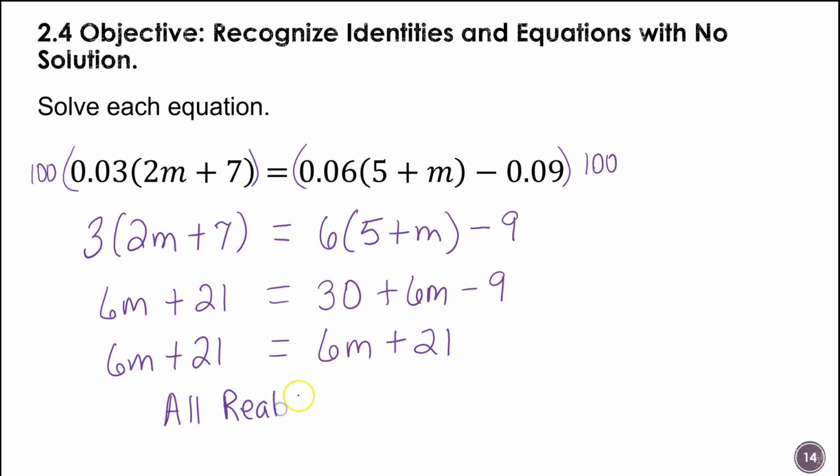Now just think about this. No matter what number you put in, you're going to multiply it by 6 and add 21, and that happens on both sides, and so the two sides will always be equal no matter what you put in for the, well, in this case, the m.